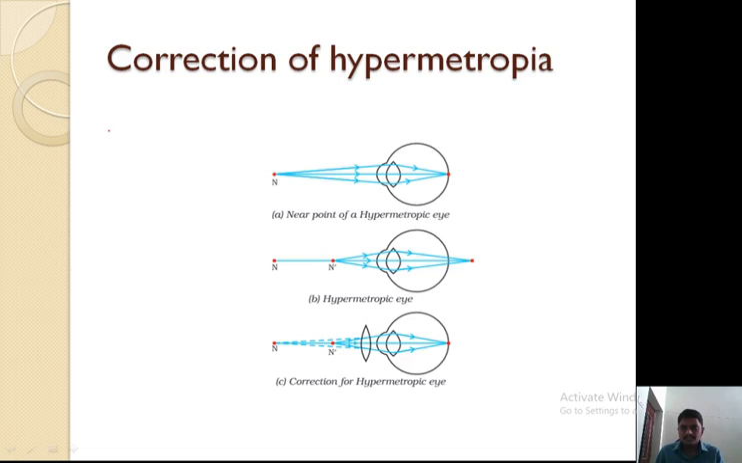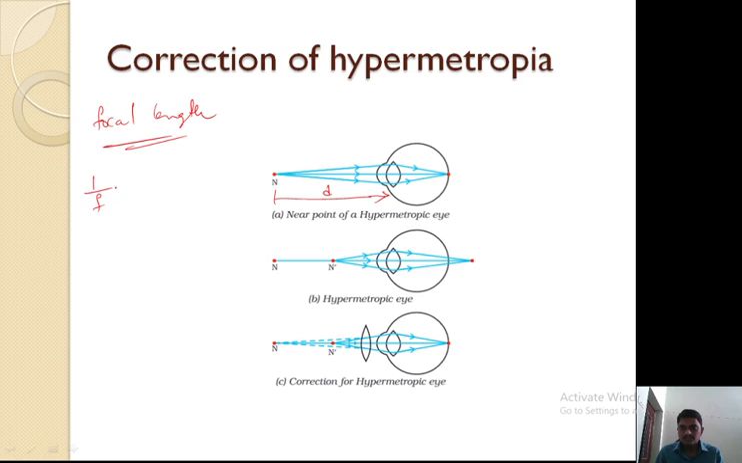Now we'll derive an expression for focal length, that is, what should be the focal length of the convex lens so we can correct hypermetropia. So this is the near point. In this case also I want to represent it with d. D is the near point distance.